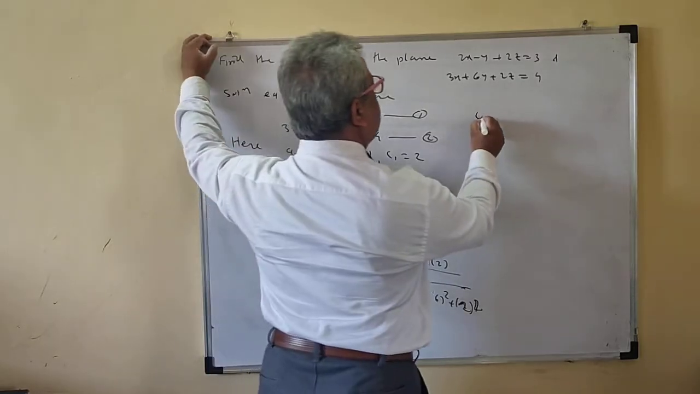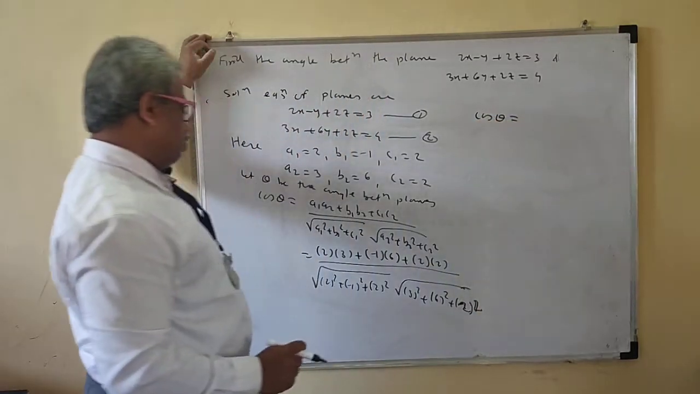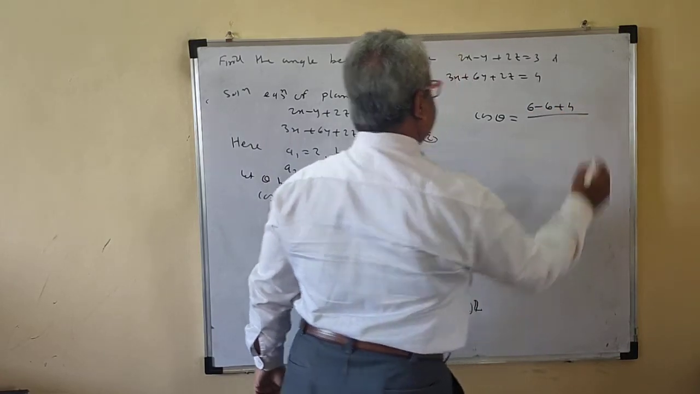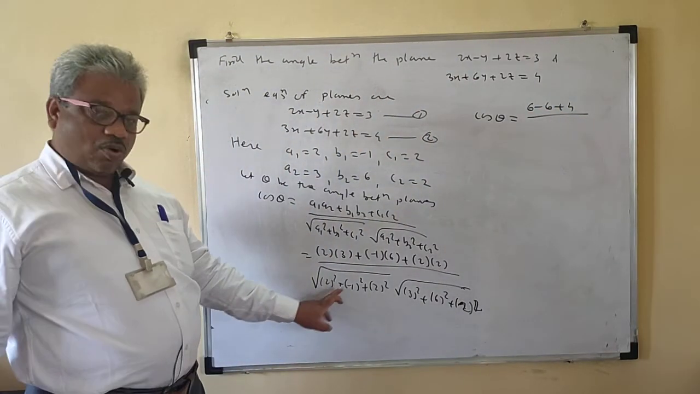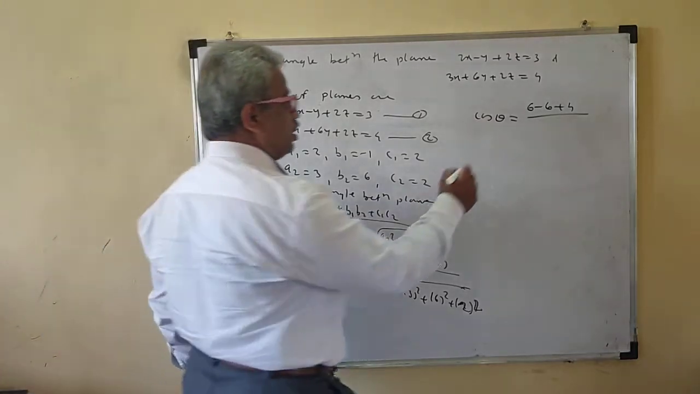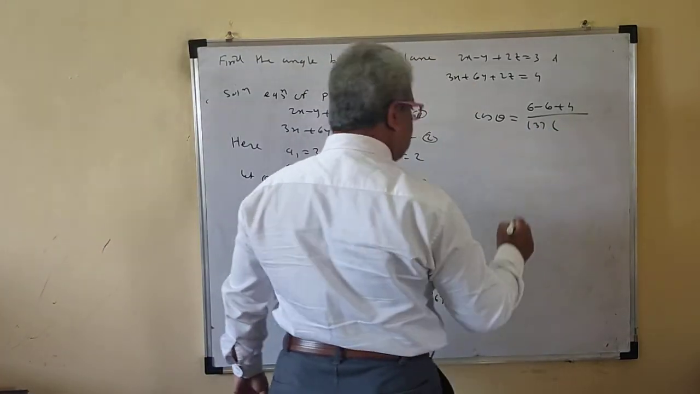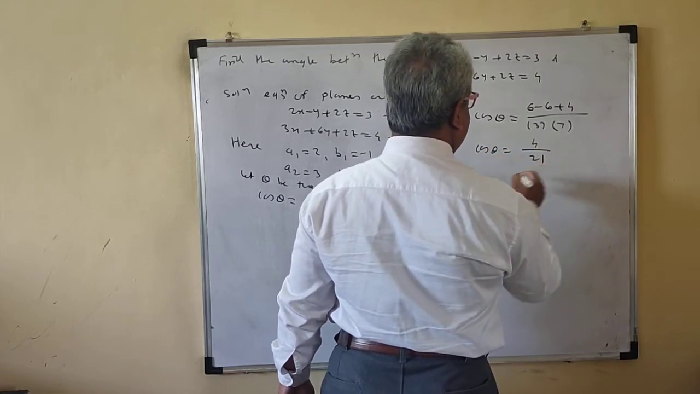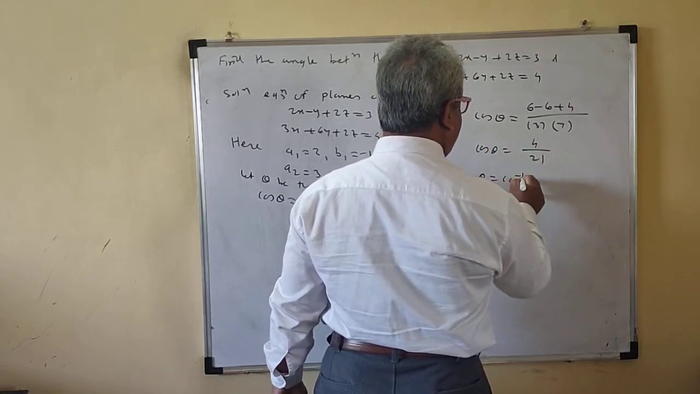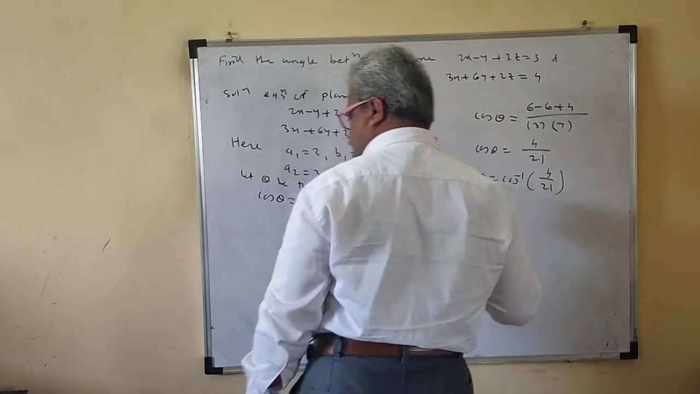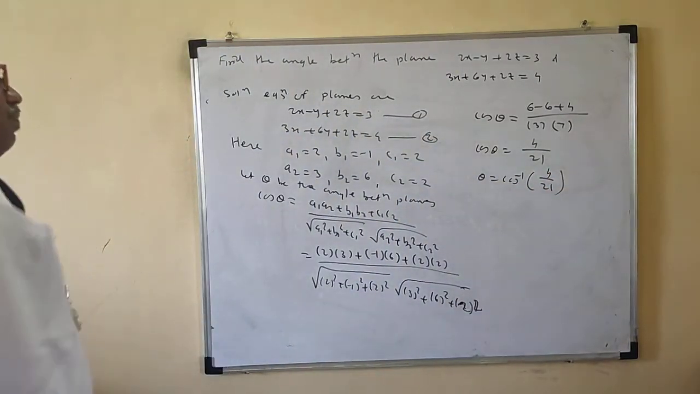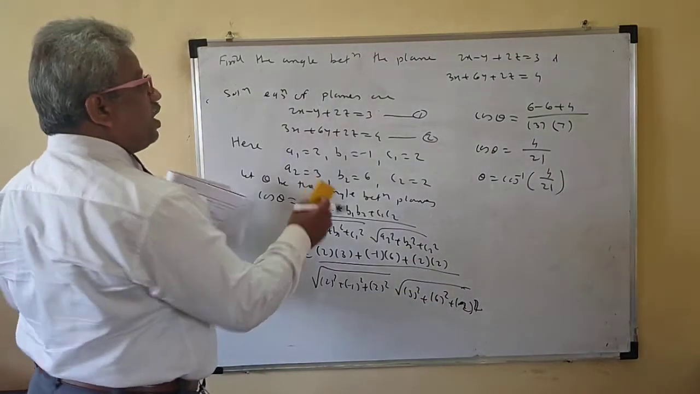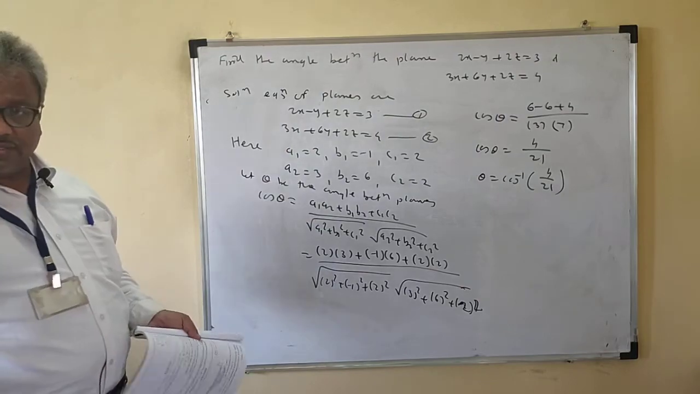Okay. So cos theta is equal to 6 minus 6 plus 4 upon... So this is what? 4 plus 4 is 8, 9. So this is 3. So the first value is 3. The second value is 7 now. So cos theta is equal to 4 by 21. So theta is equal to cos inverse of 4 by 21. Okay. So keep this value as it is now. In this way, you can find the angle between any two planes.